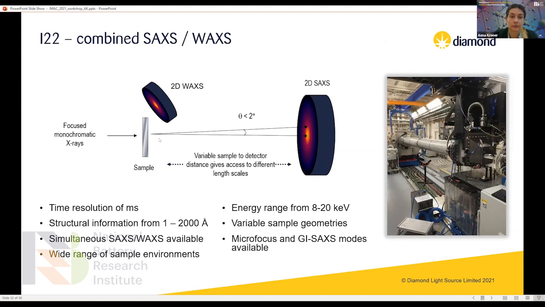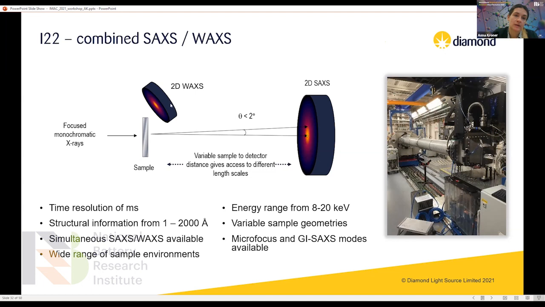So when we want to deal with very, very small particle sizes, we will increase the distance between the sample and the detector. The measurement itself is very fast. We can obtain data in milliseconds. The setup is a little bit complex. It usually requires a few hours, especially if we need to change the distance of the detector. We can probe a sample from 1 to a couple of thousand angstroms.